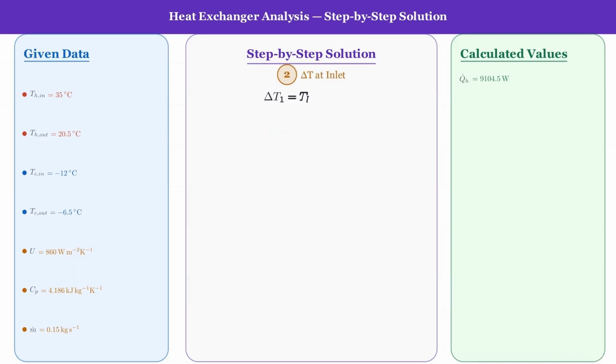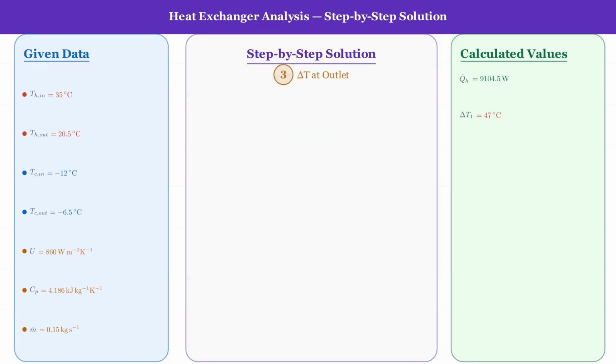Step 2. The temperature difference at the inlet end. In a parallel flow exchanger, both streams enter from the same side. The temperature difference is therefore greatest at the inlet, where the hot stream is warmest and the cold stream is coldest. Delta T1 equals TH in minus TC in, which is 35 minus negative 12. Delta T1 equals 47 degrees Celsius. This is the maximum thermal driving force available anywhere along the exchanger length.